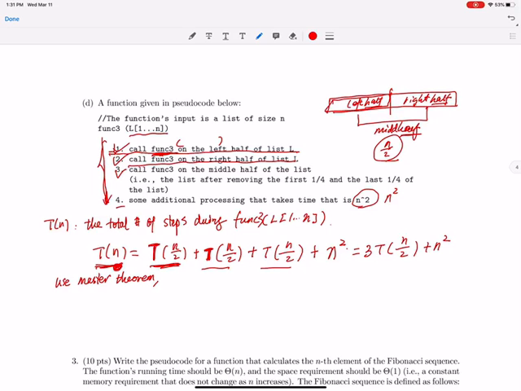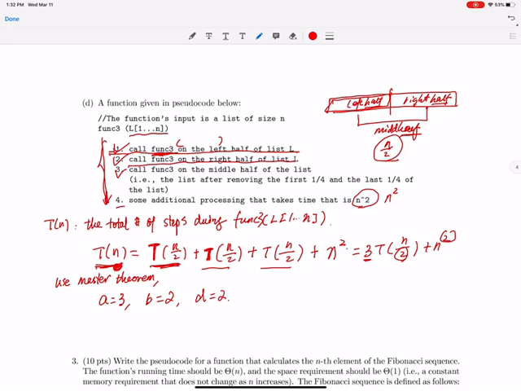Okay, so the key is to find out what is A, what is B, and what is D. Remember, A is how many subproblems, so for our case it is 3, and B is the ratio by which the problem size decreases, so n over 2, right? So every subproblem is half the size, and our D is 2.